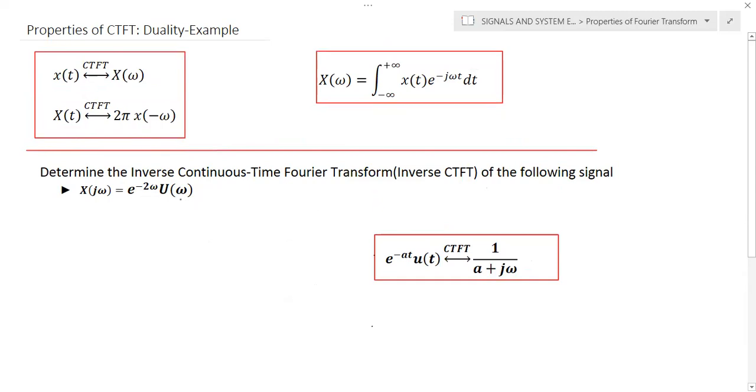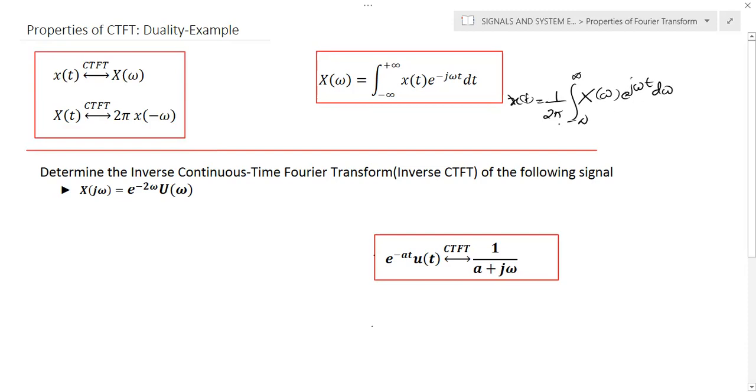If you look at the previous question, it's almost similar. Here we need to find the inverse Fourier transform. To find the inverse Fourier transform, there is an equation: x of t can be calculated by using the formula 1 by 2 pi integral from minus infinity to infinity x of omega into e raised to j omega t d omega.